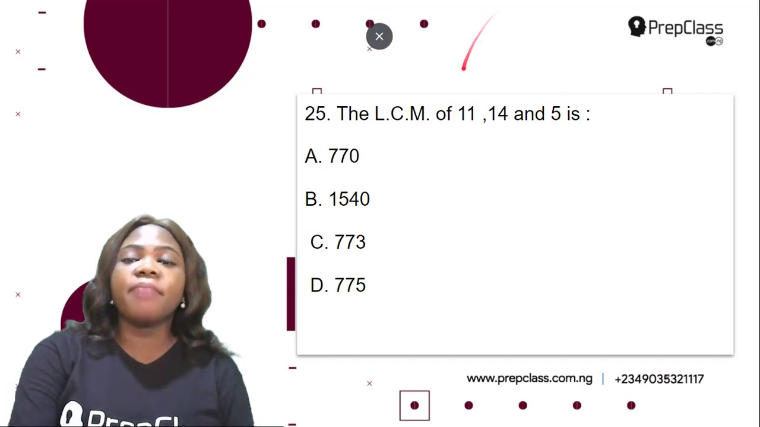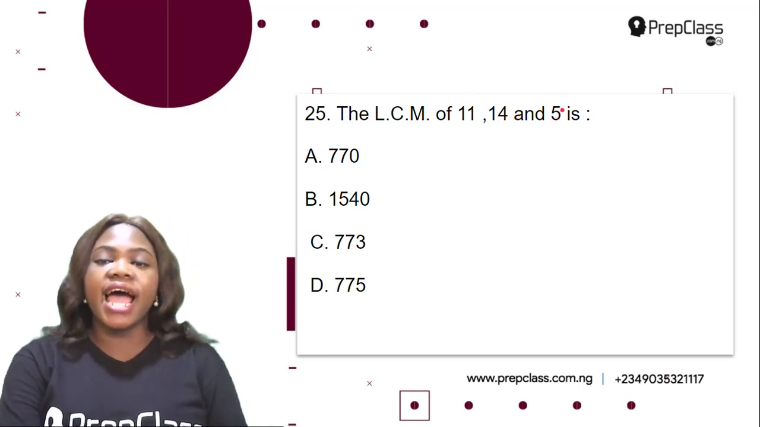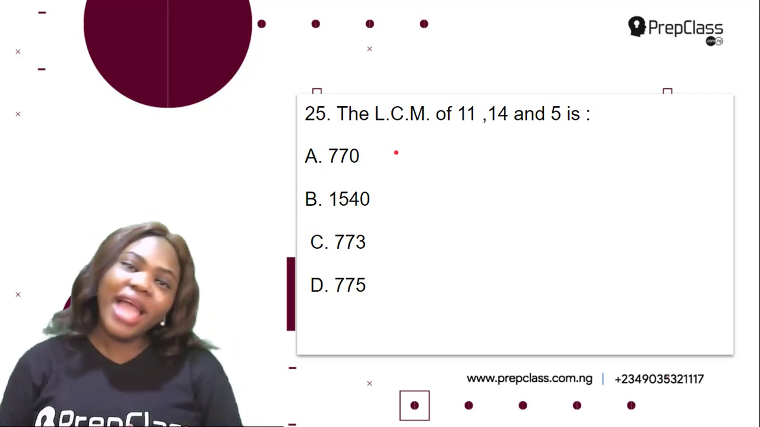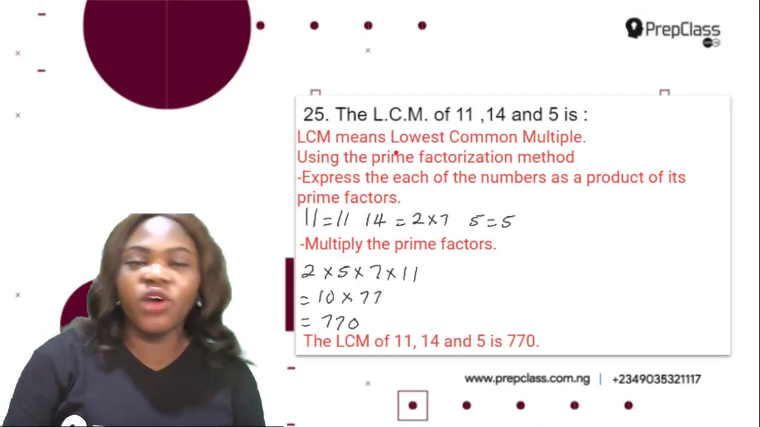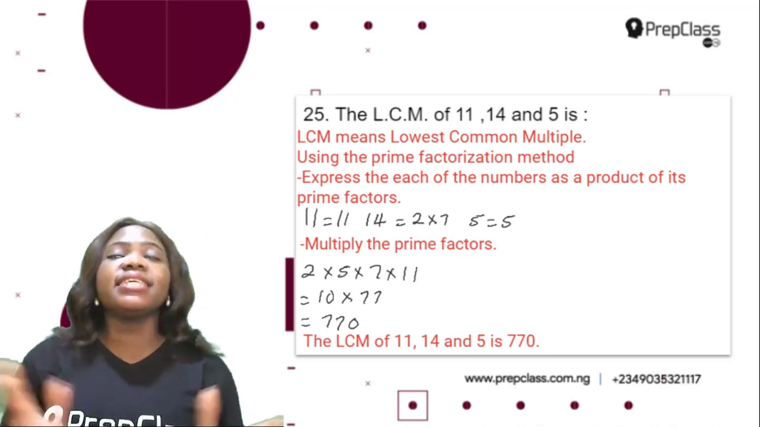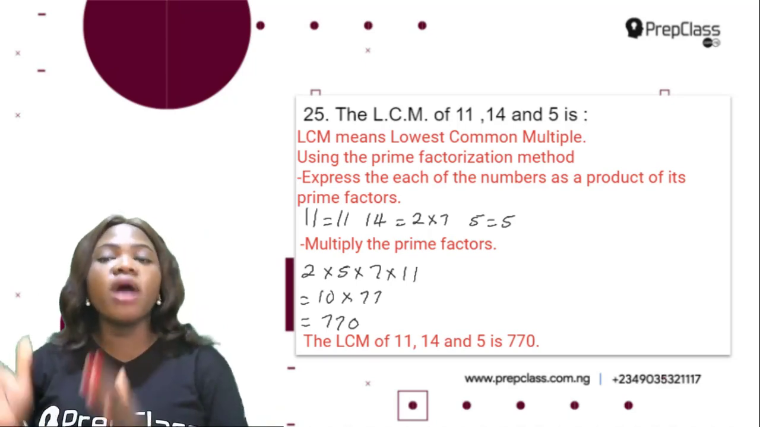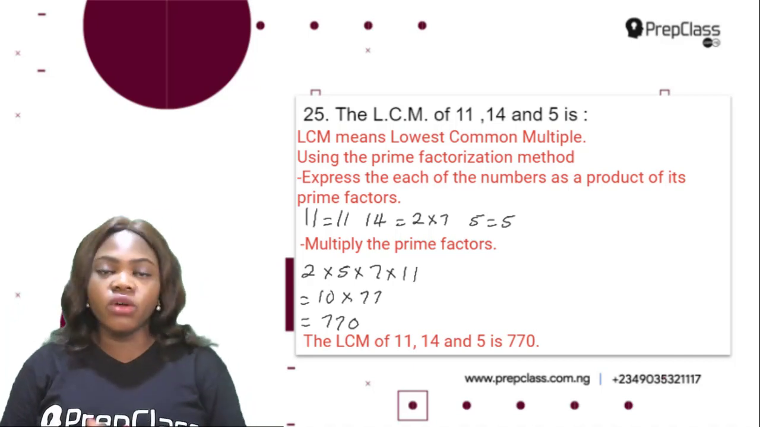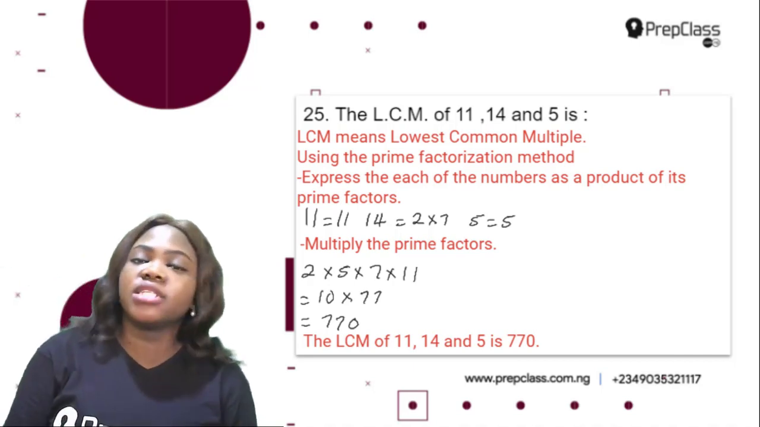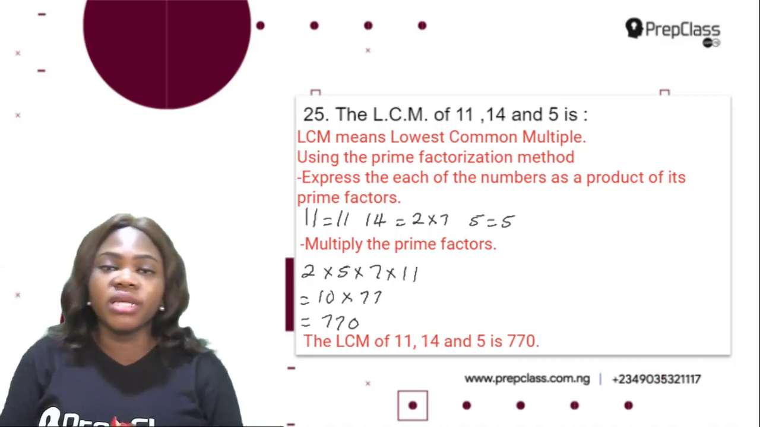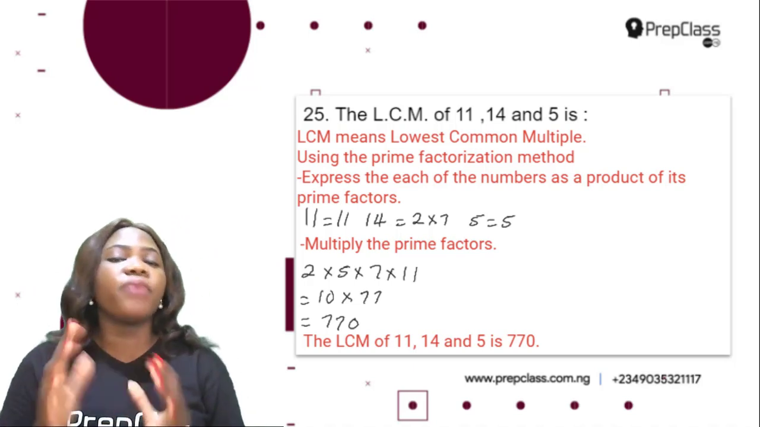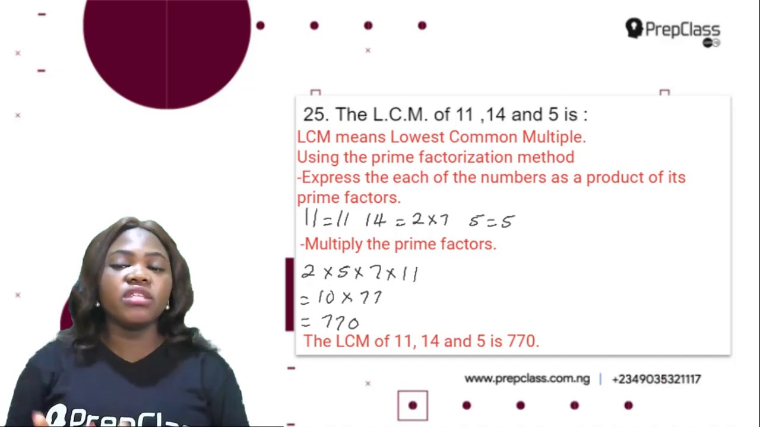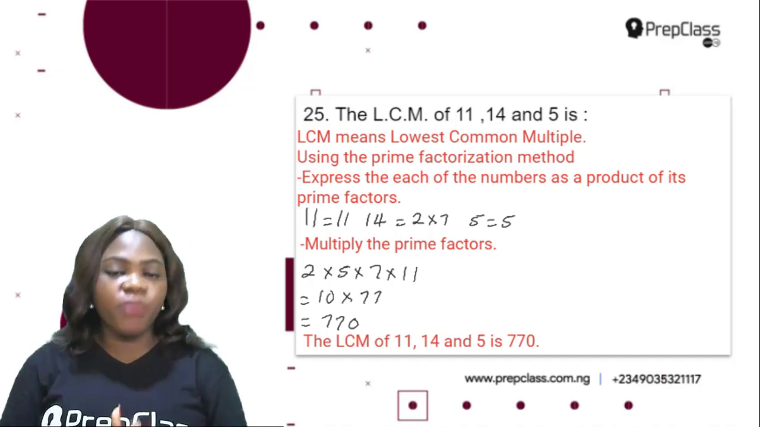The LCM of 11, 14, and 5 is, so we are asked to find this. So first of all, what is LCM? LCM means lowest common multiple. There are several ways of finding the LCM of numbers, such as the prime factorization method or the listing multiples method. But in this video, I'll be using the prime factorization method. So the first step is to express each of the numbers as a product of its prime factors.